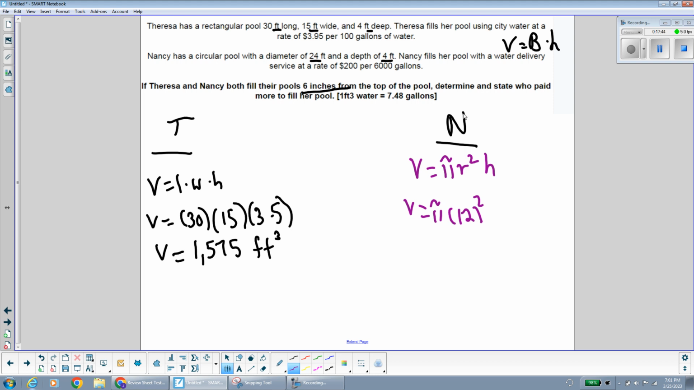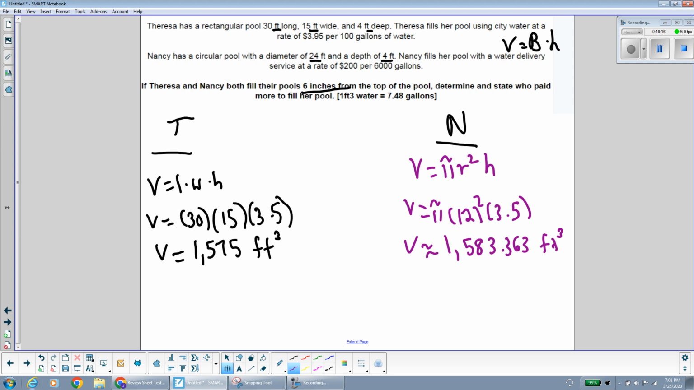So instead of using 4, we're going to take half a foot off of that, and we're going to use 3.5. Let me put this into my calculator and see what this is. I have pi times 12 squared times 3.5, and that is approximately 1,583.363 cubic feet. I'm going to leave a few decimal places.